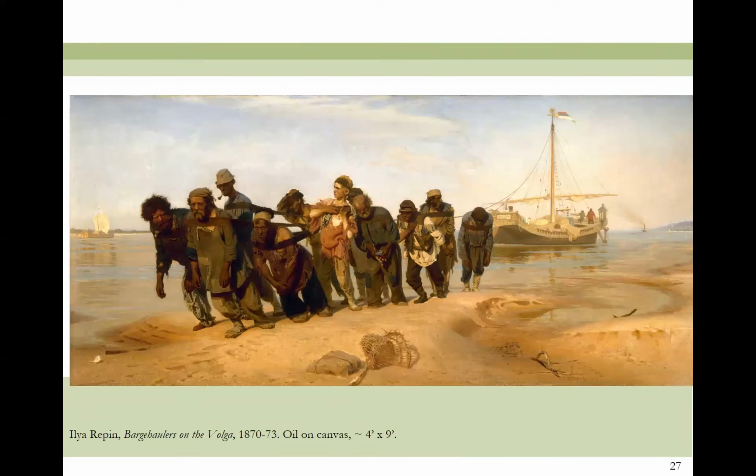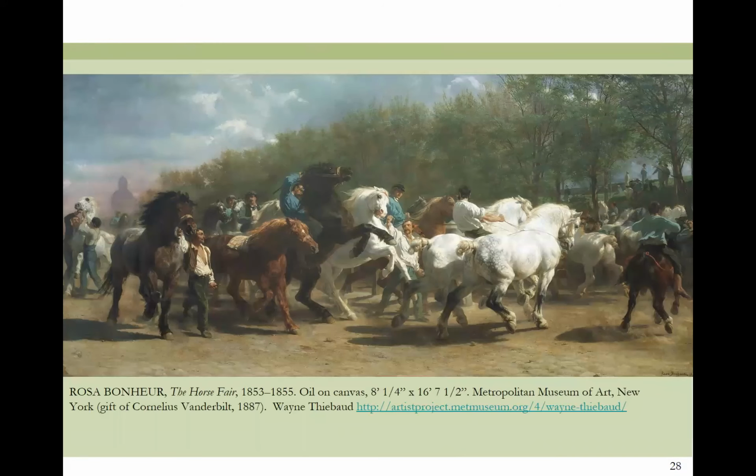Ilya Repin is a Russian realist. So again, you see the toil of the underclass, the proletariat, the workers, literally pulling a barge around on the River Volga. And this is, you know, representing humanity and the toil of humanity in a realistic way.